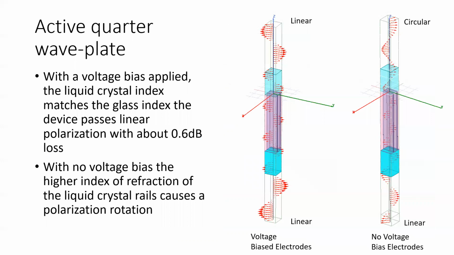And here it is. We refer to it as an active quarter wave plate. In the first mode, with the voltage bias, the linear polarization comes in, and again the liquid crystal has the same index of refraction as the glass, so the polarization just passes right through the structure unperturbed. But with no voltage bias, the index of refraction of the liquid crystal is significantly higher than the glass around it in the unit cell. So it has a fast axis and a slow axis, and it converts that into circular polarization.